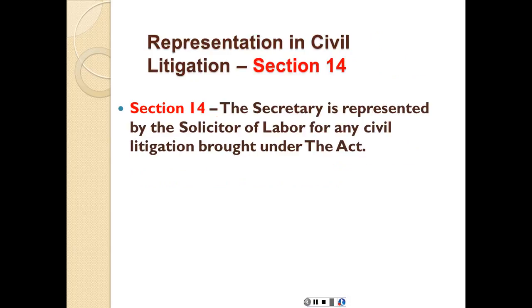Representation in civil litigation is under Section 14. The Secretary of Labor in this case is represented by the Solicitor of Labor for any civil litigation brought under the Act.